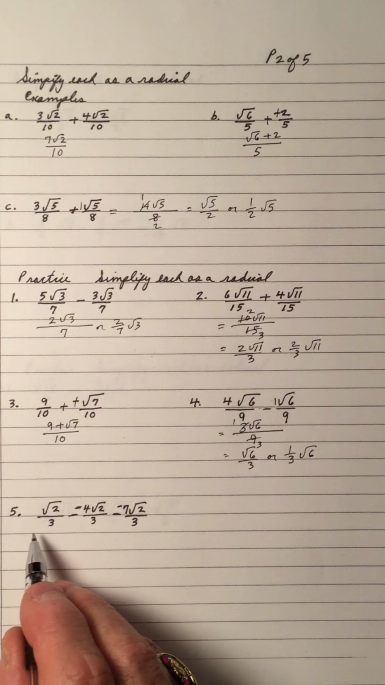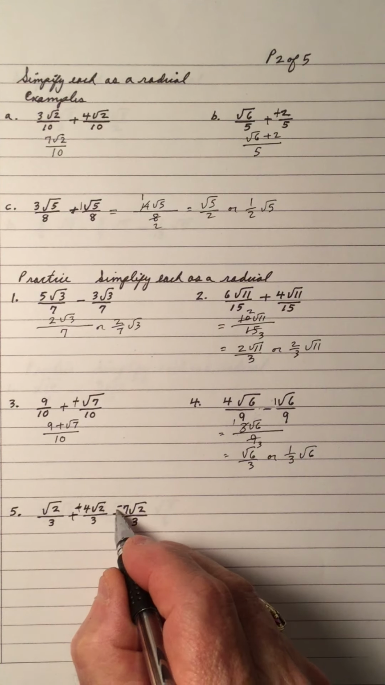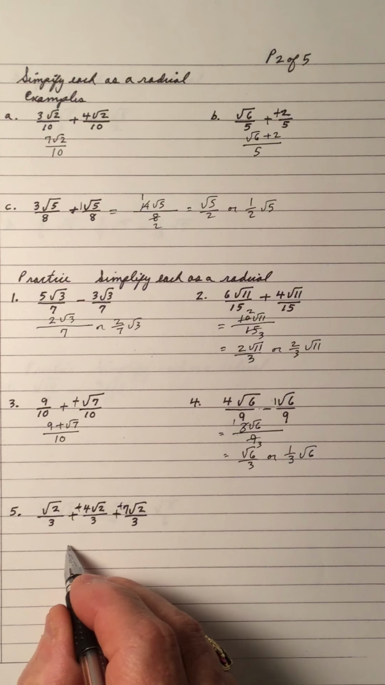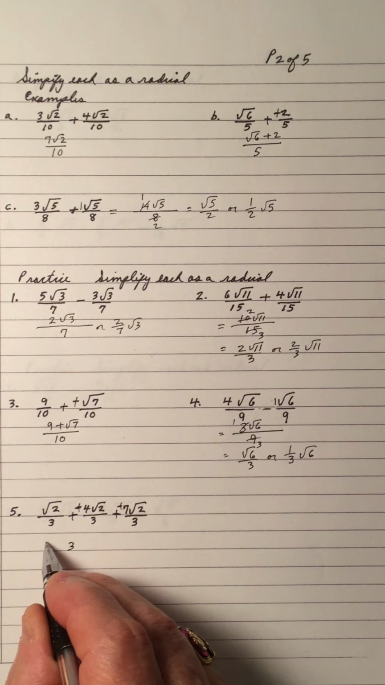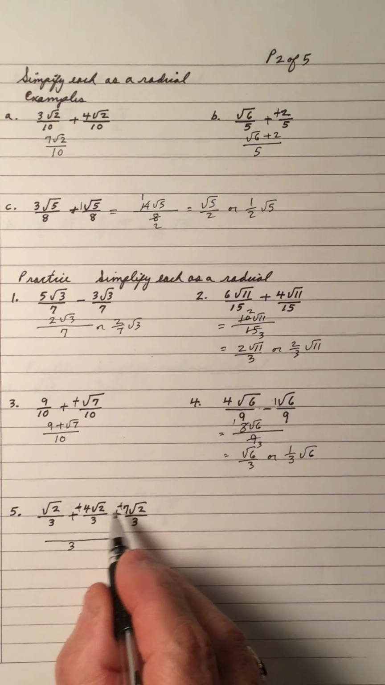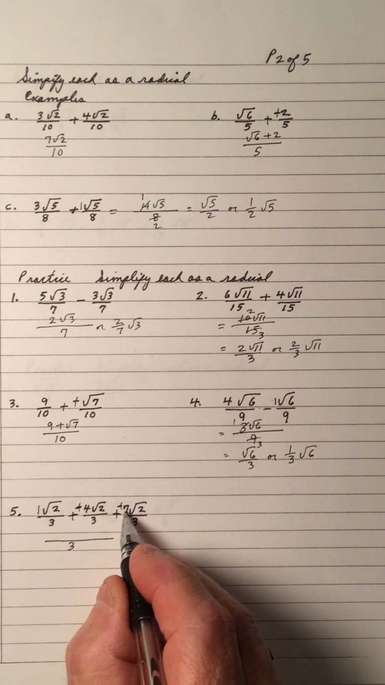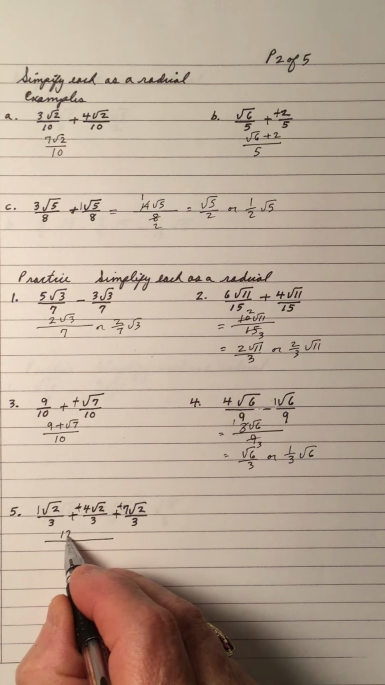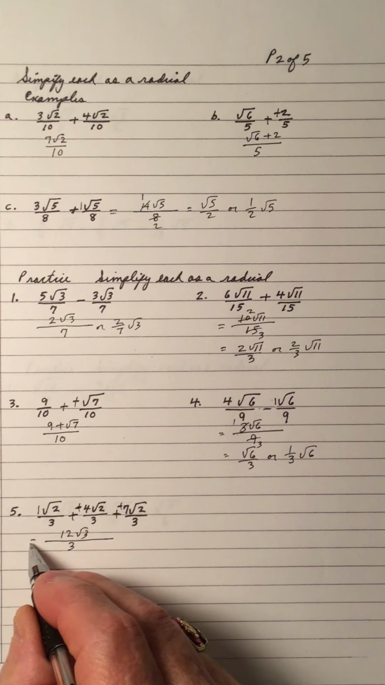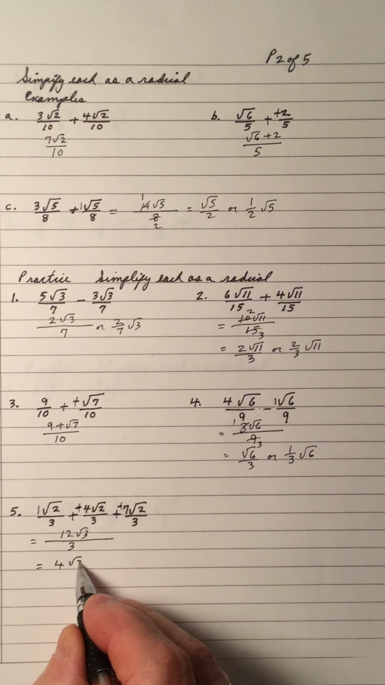Number 5, we look through, we have double negatives, so we make them a positive. Common denominator is 3, write it down. So all these have to be added. So 1 plus 4 is 5, plus 7, so that's 12 root 2. And 12 divided by 3 is 4, so it's 4 root 2.